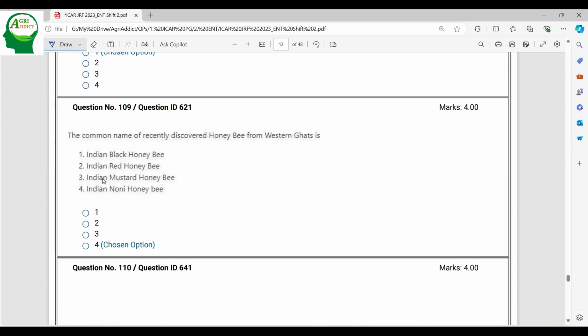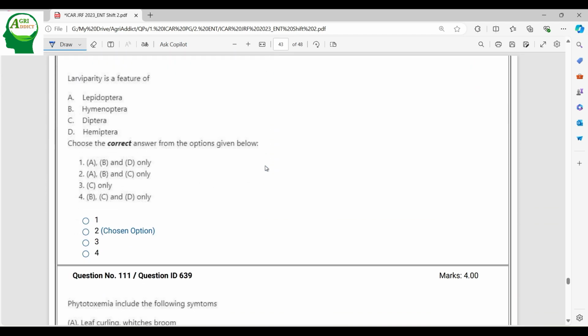The name of the recently discovered honeybee from Western Ghats. This question is also a repeated question from paper 1. That is Indian black honeybee or Apis karinjodian. Paper 1, this question was also there.